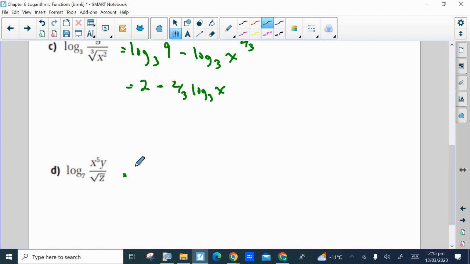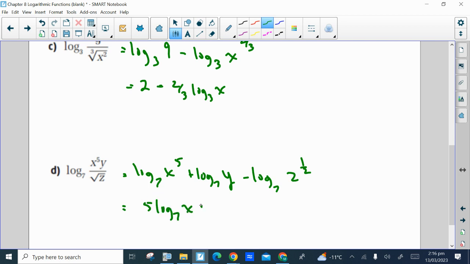Question D. So the top, because it's x to the 5th times y, that's the product law. And then you're dividing by the root of z, so that's the quotient law. And then we might bring the exponents in front as coefficients. And there we've written them in terms of log x, y, and z.